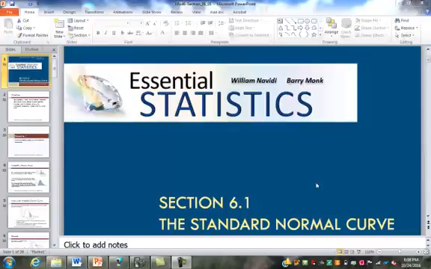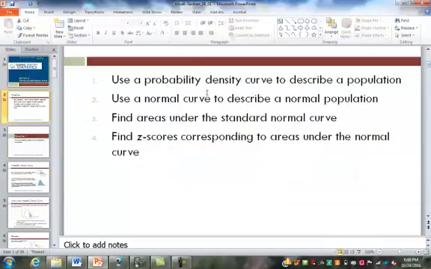Hello, everybody. This week, week 7, we're looking at chapter 6, talking about the standard normal curve, but we're going to talk also a little bit about general continuous probability distributions. So, the things for this chapter, we are going to talk about probability density curves for continuous distributions. We're going to talk a lot about the normal curve and the normal population, and then the meaning of the areas under a curve and how to find the areas under a curve. And then, of course, z-scores.